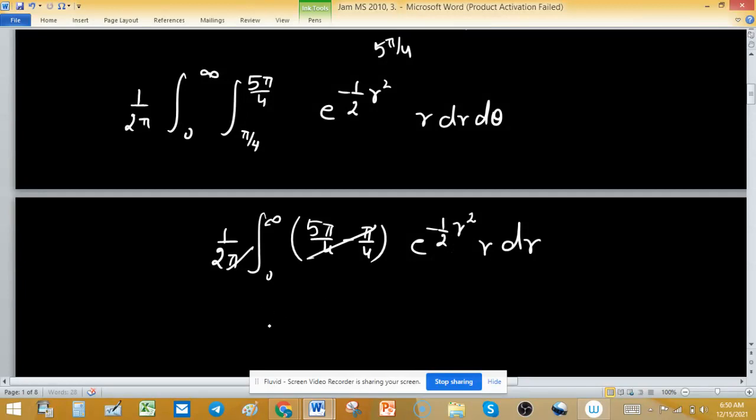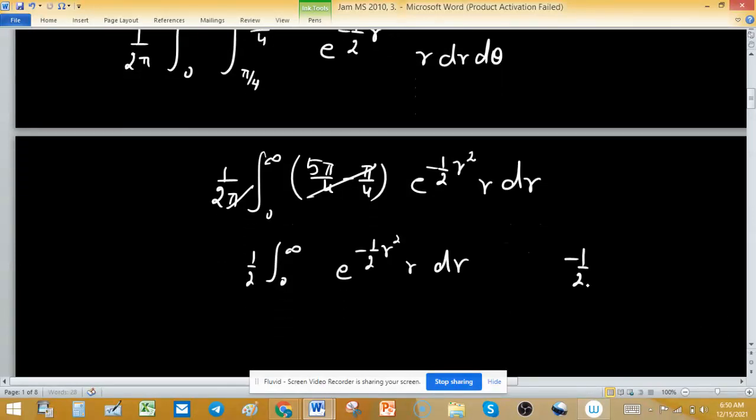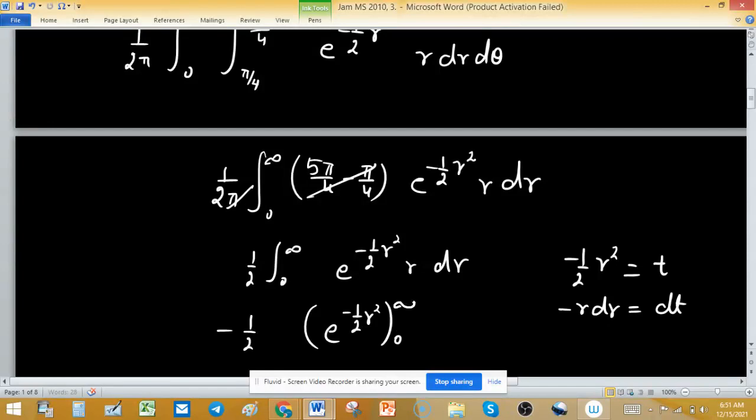So finally we have 1 upon 2, with limits running from 0 to infinity, e raised to the power minus half r square r dr. Now let minus 1 upon 2 r square be t. So using this we have minus r dr equals dt, meaning the integration of this will be minus of half, and e raised to the power minus 1 upon 2 r square, with limits 0 to infinity.